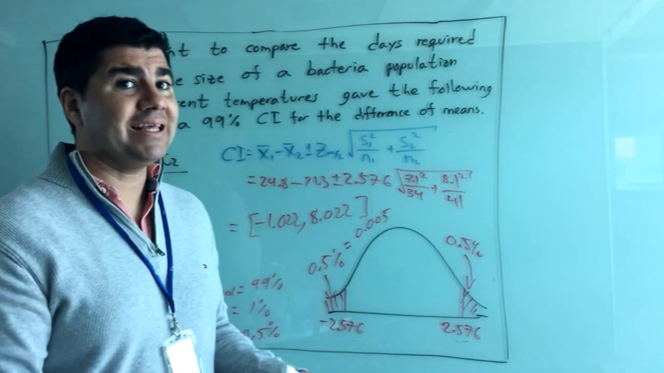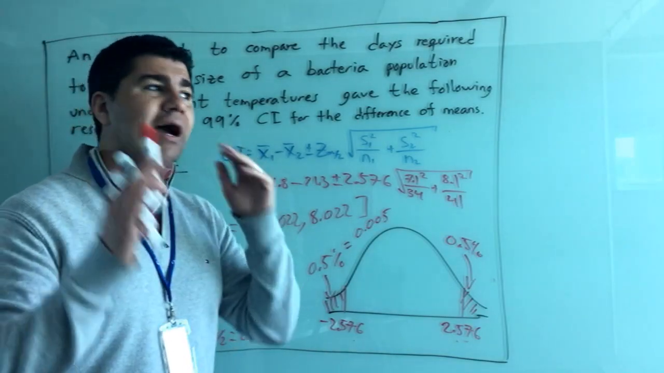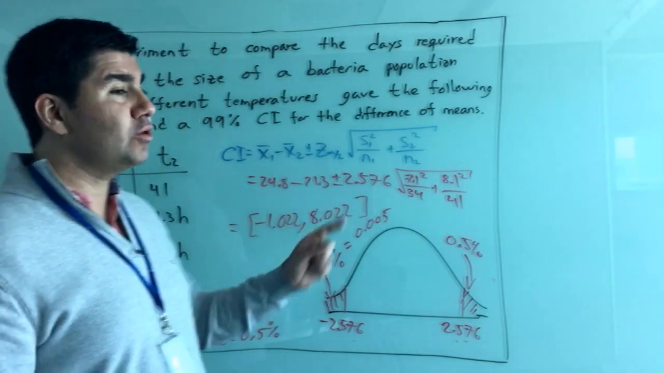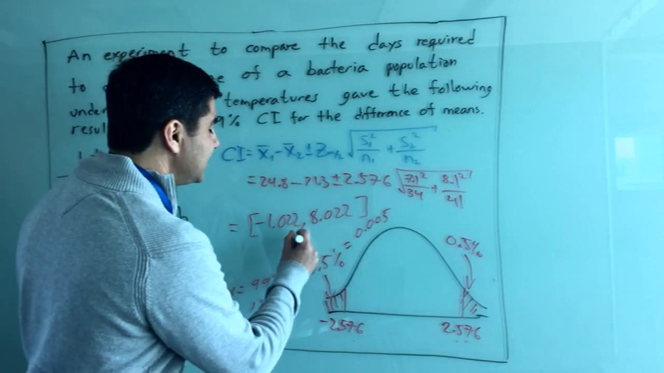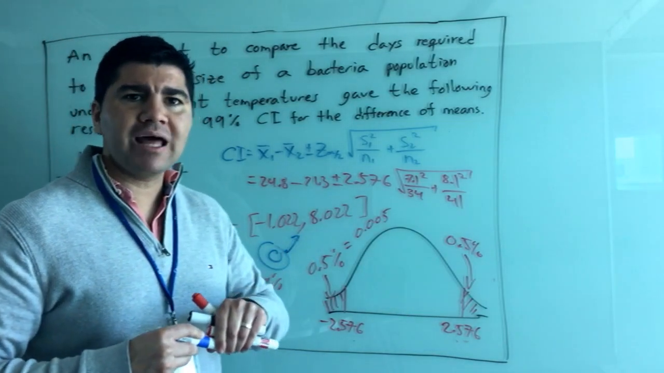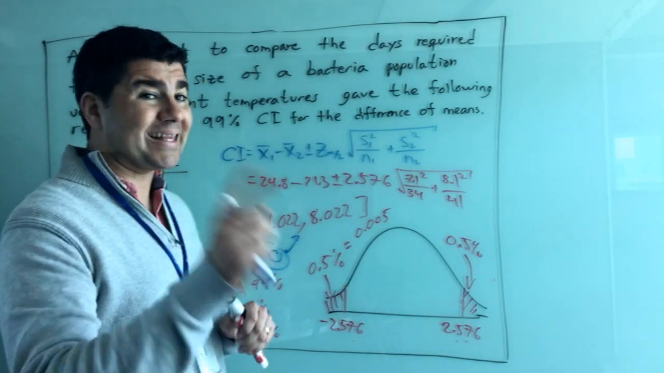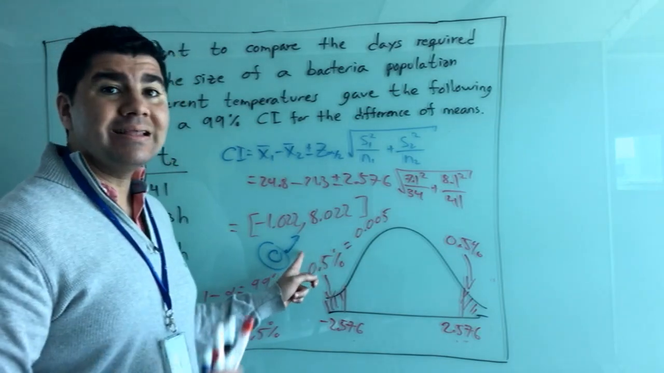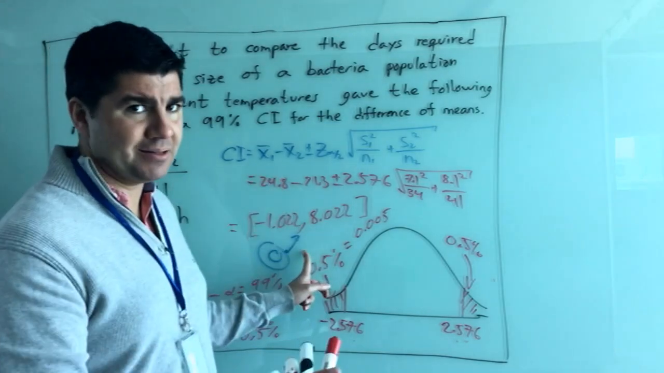And the reason for that is we don't really know what the true parameter is, but we are 99% sure that it is located between these boundaries. It is easy to see that inside of this interval is in fact that 0. And because of that, what we can conclude is, with this information, at a 99% confidence level, we can say that both populations have exactly the same mean.